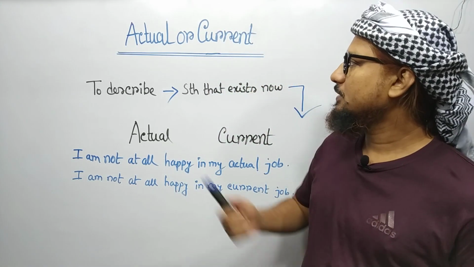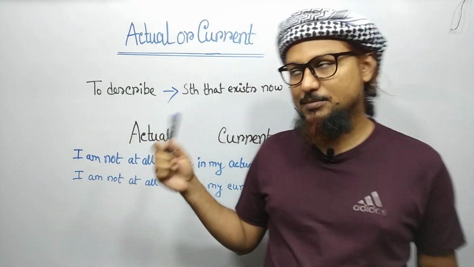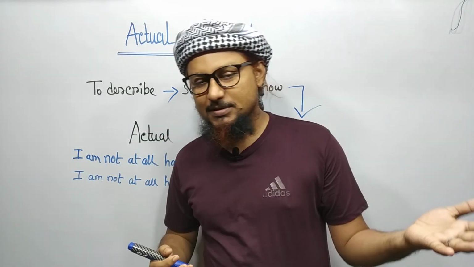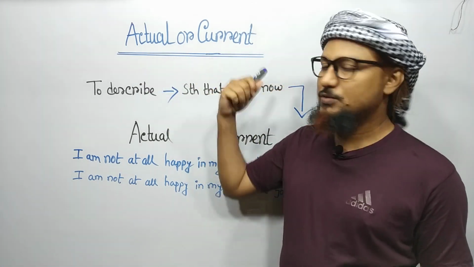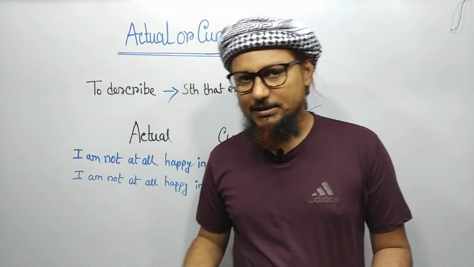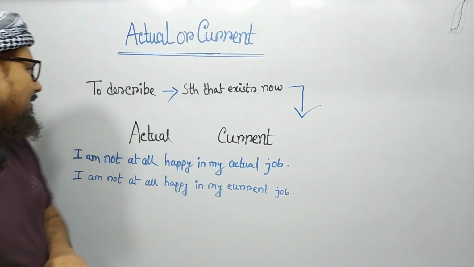Today we're going to talk about a common mistake that is related to actual or current. Sometimes learners make mistakes when they use actual or current. Sometimes they use them wrongly in their sentences. Okay, so let's get started.